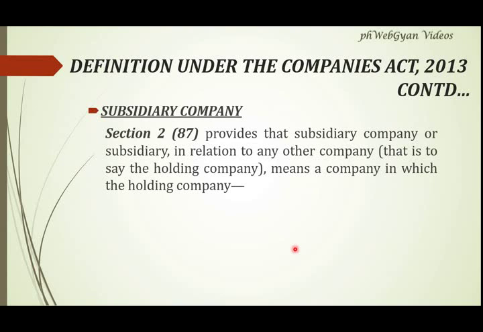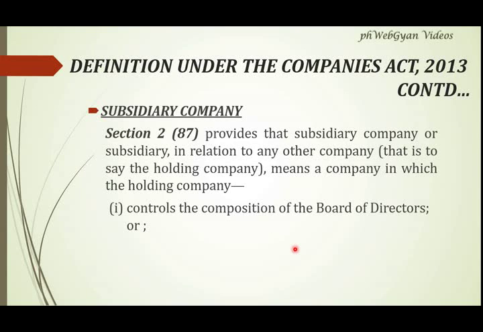Section 2 subsection 87 of the Act defines the subsidiary company. It says that a subsidiary company or subsidiary, in relation to any other company, that is to say the holding company, means a company in which the holding company, first of all, controls the composition of the board of directors. So a company becomes a subsidiary of another company if that other company has control over the composition of the board of directors, that is, it can appoint a majority of directors on the board of that company. Then the company having such control shall become the holding company of the other one.